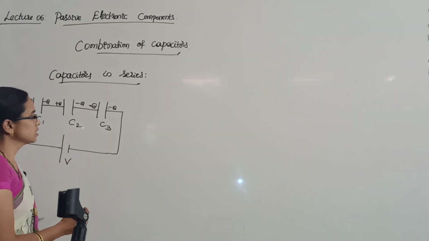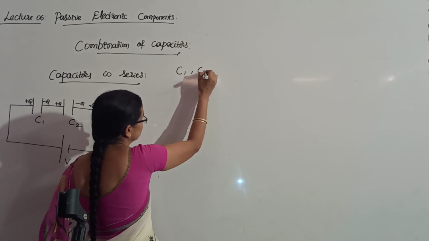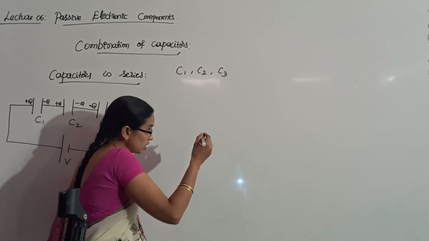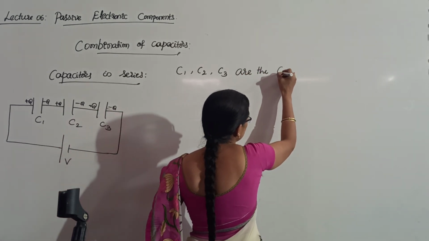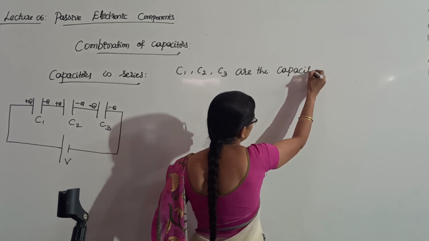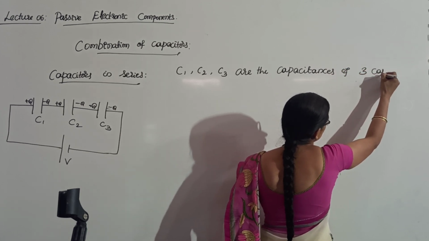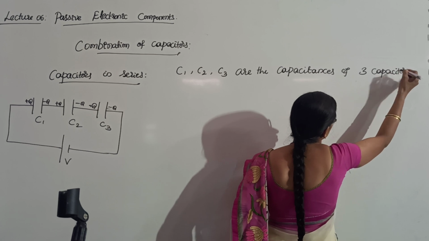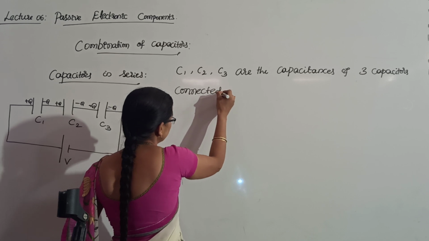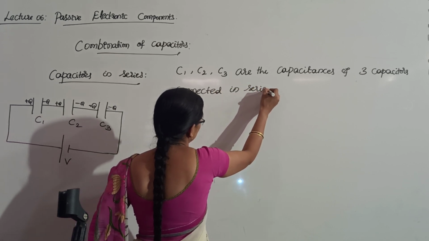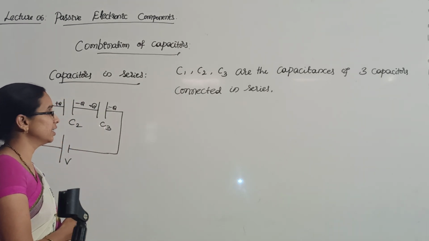So if C1, C2, C3 are the capacitances of 3 capacitors connected in series, C1, C2, C3 are the capacitance of the 3 capacitors connected in series.